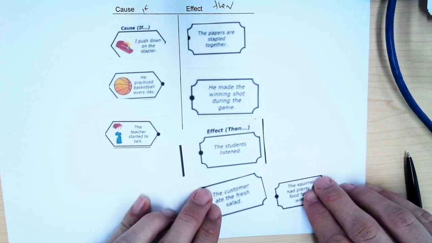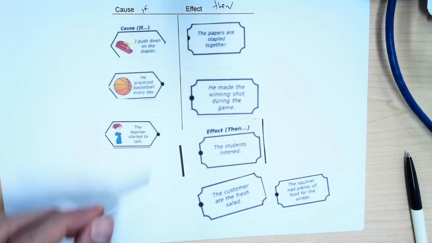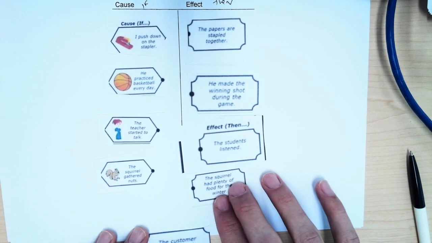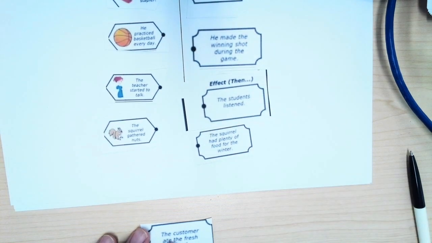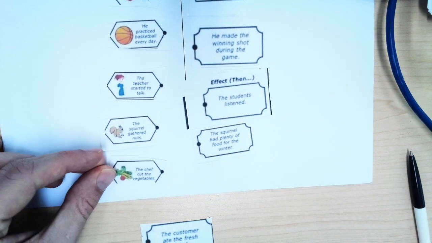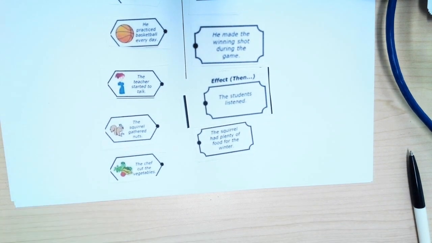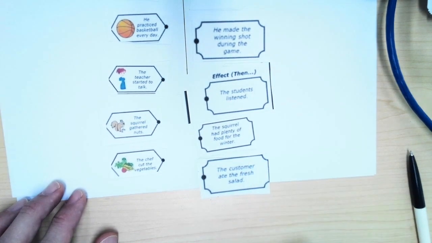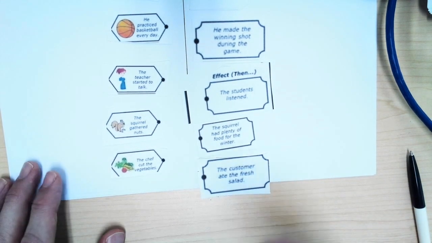We got two left. The squirrel gathered nuts. The squirrel has plenty of food for the winter. Then the chef cut the vegetables. What would be an effect of that? The customer ate the fresh salad. Okay, cause and effect.